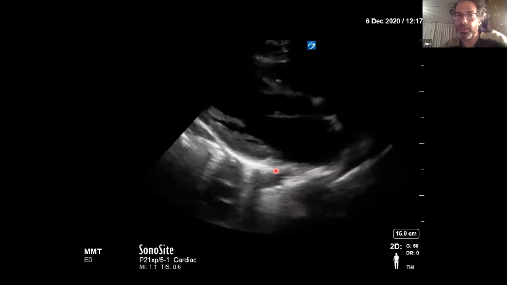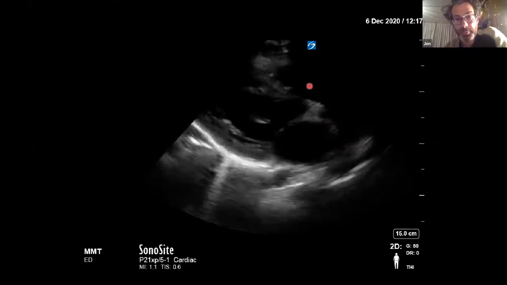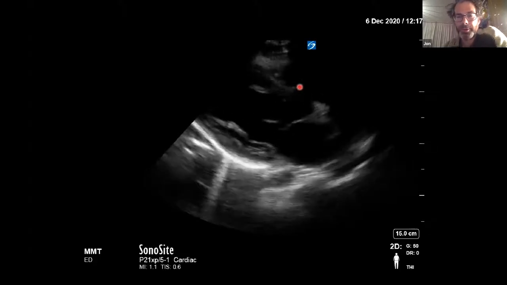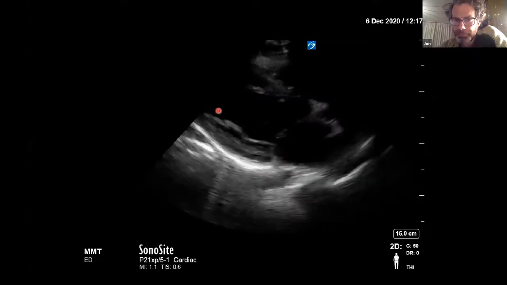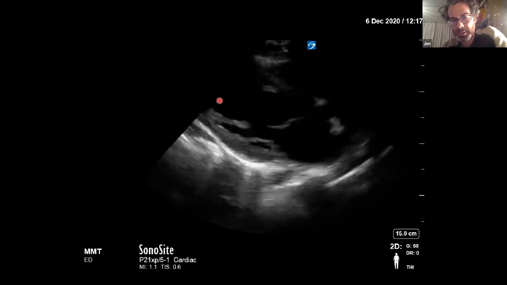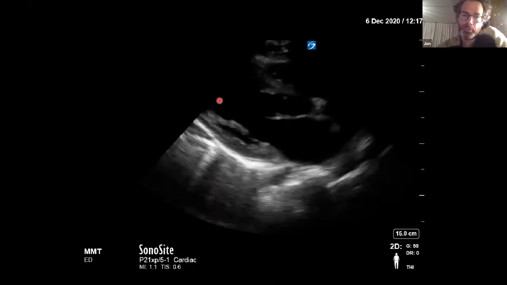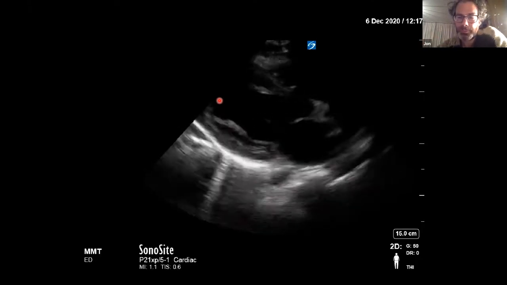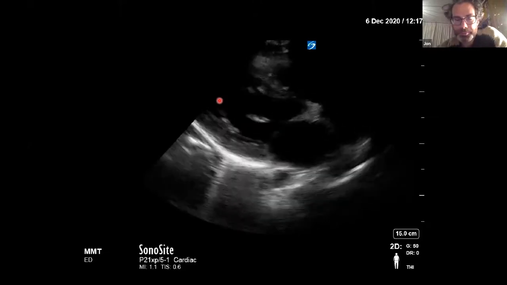The other thing we look for is signs of RV strain, which you might see in a massive or submassive PE. But here the RV, from what we can see, seems normal. The final thing would be hypovolemia. If there was a really empty LV with kissing walls and a collapsing IVC, which we'll see later, that could be signs of hypovolemia. So those are the four things we look for. So far in this view, all we can see is impaired LV function, but none of those other signs are present.